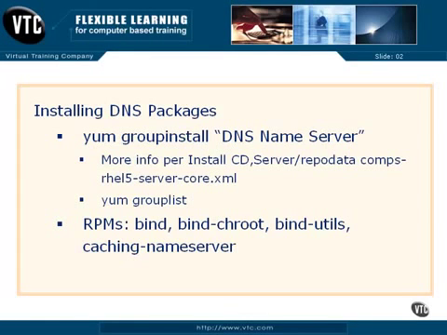An organized list of package groups is available in the comps-rhel5-server-core.xml file in the noted subdirectory of the first installation CD. Or more simply, just run the yum group list command. That'll give you a full list of available Red Hat package groups.